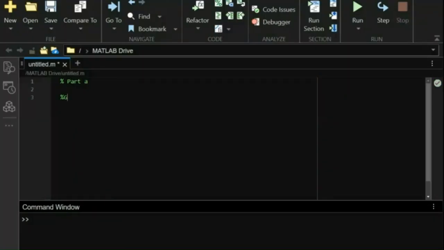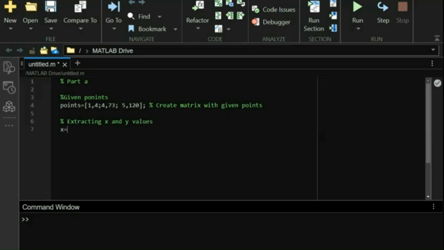Now, let's tackle part A. We'll find the coefficients of the quadratic polynomial. We begin by defining the given points. Next, we'll extract the x and y values from these points. Extracts the first column, x values, from the points matrix. Extracts the second column, y values, from the points matrix.